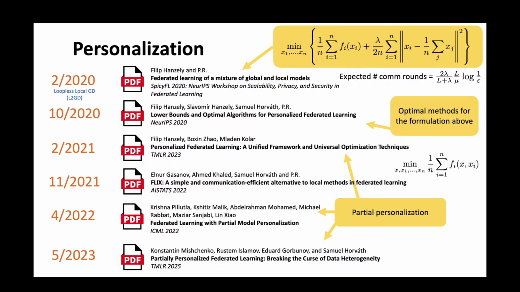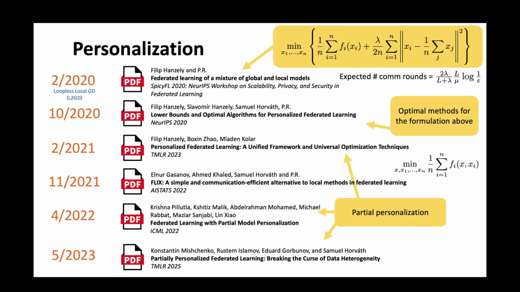for this formulation. And of course, this is a personalization because you allow, by the choice of lambda, different types of models, so personalized models. Okay, so then in this work, the authors provided optimal algorithms for this formulation. Here, this was all generalized to partial personalization.